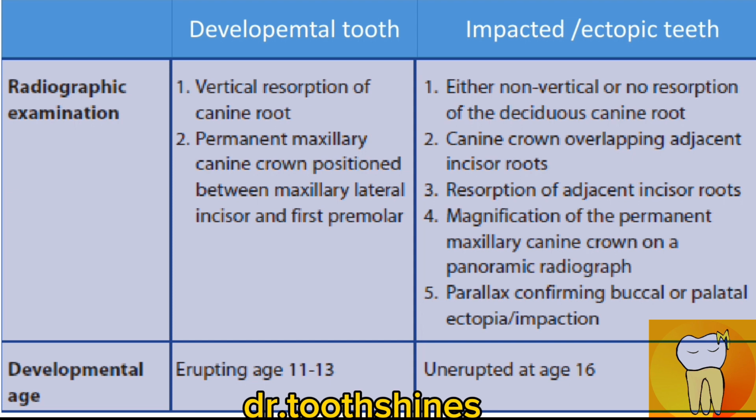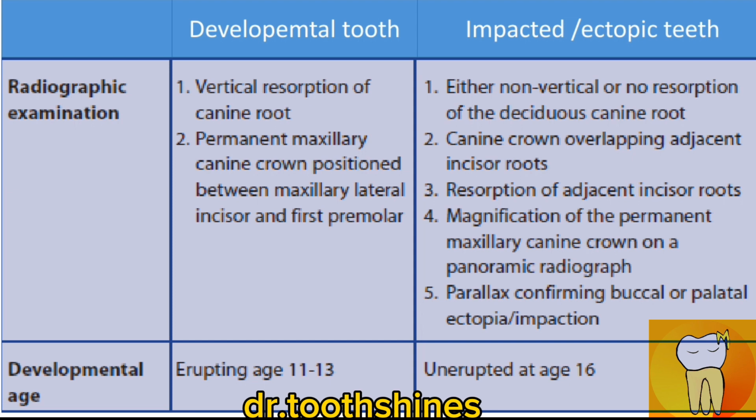In a developmentally normal tooth, there is vertical resorption of the canine root, but in impacted or ectopic teeth, there is no vertical resorption and no resorption of the deciduous canine root. And in a normally developing tooth, the permanent maxillary canine crown is positioned between the maxillary lateral incisor and first premolar, while in impacted or ectopic teeth, the canine crown is overlapping adjacent incisor roots and resulting in resorption of the adjacent incisor roots.